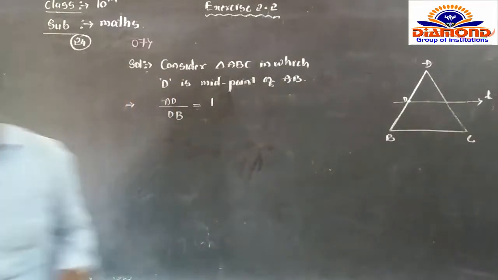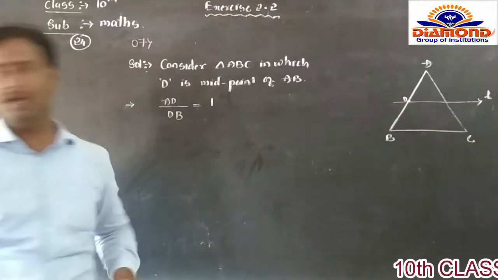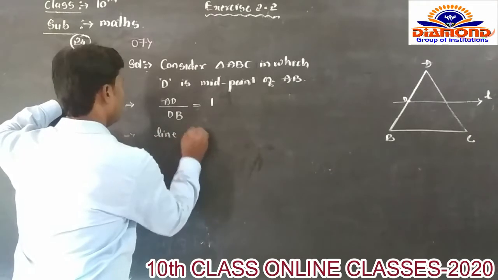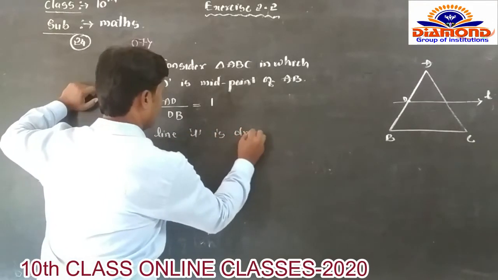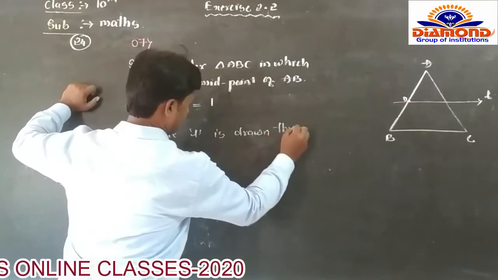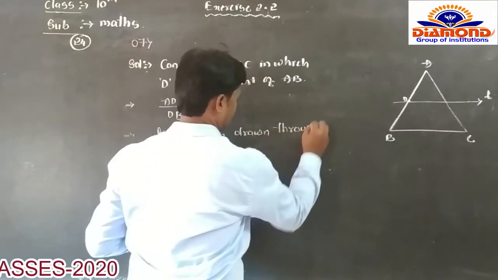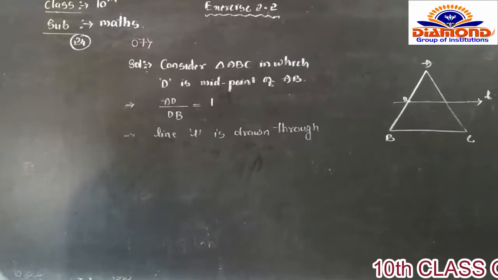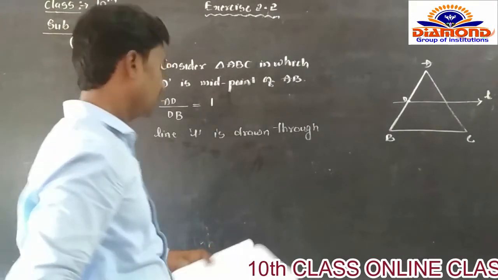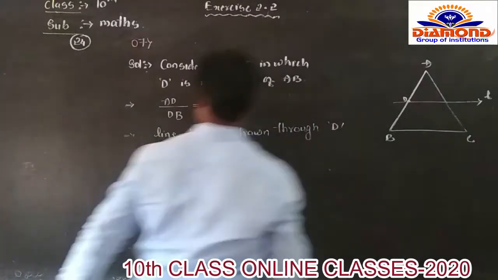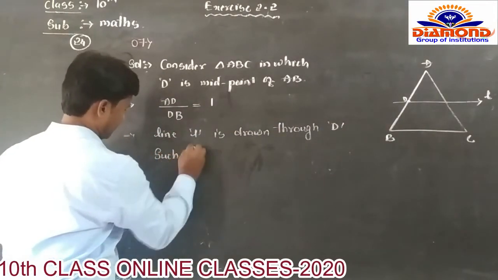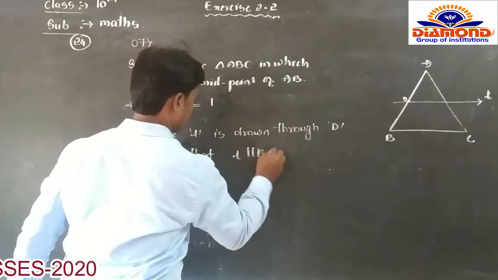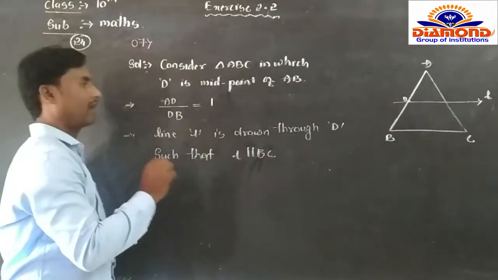Okay. Next, what is the sentence here? Line L is drawn through the midpoint D such that L is parallel to BC. So the question is: L is parallel to BC.